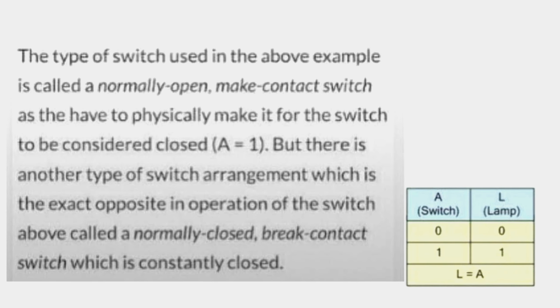The type of switch used in the above example is called a normally open make contact switch, as you have to physically make it for the switch to be considered closed, or A equals 1. But there is another type of switch arrangement, which is the exact opposite in operation of the switch above: a normally closed break contact switch, which is constantly closed.